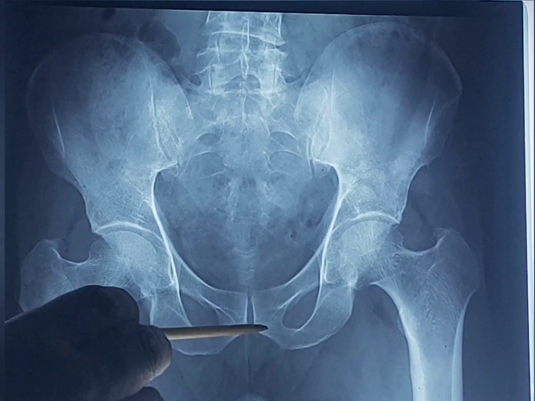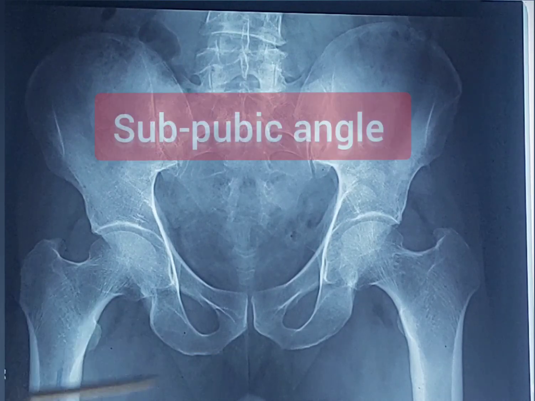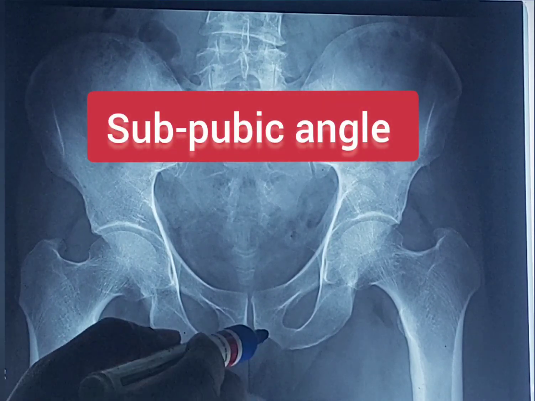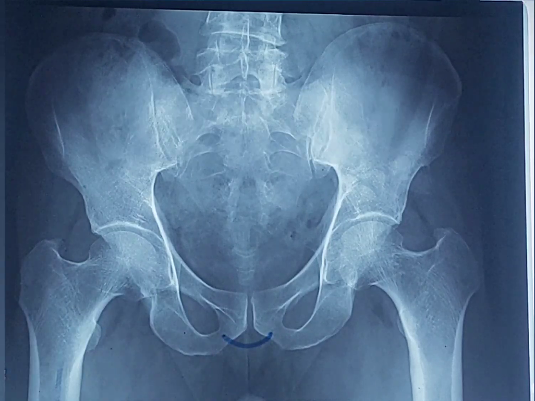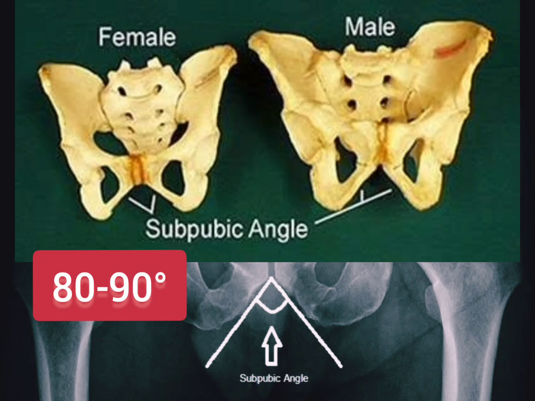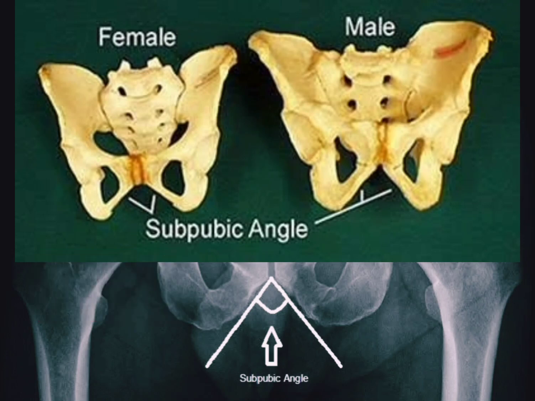Another important part is the subpubic angle, here in between the ischial rami of both sides. This angle is called the subpubic angle, which is about 50 to 60 degrees in males, and in females it is about 80 to 90 degrees because of the wider pelvis in females.